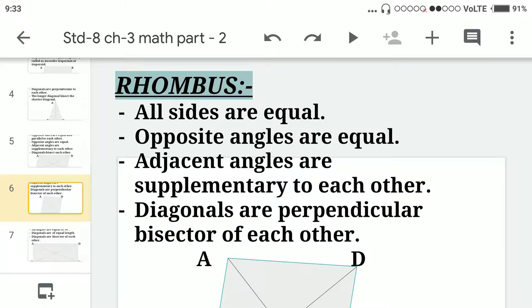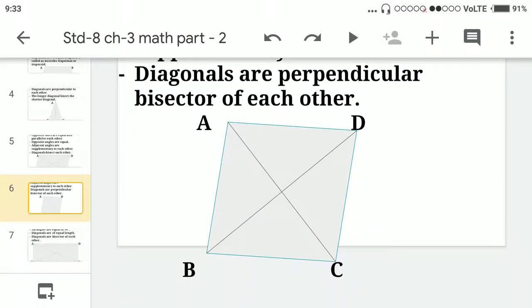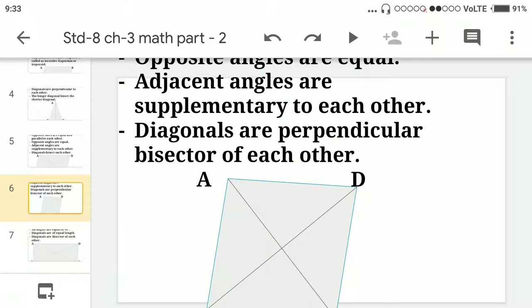So in a rhombus, what are the properties? Now all sides are equal. In case of a rhombus, all the four sides are equal. Opposite angles are also equal, like angle A equal to angle C, angle B equal to angle D. Then adjacent angles are supplementary to each other, the same as a parallelogram.